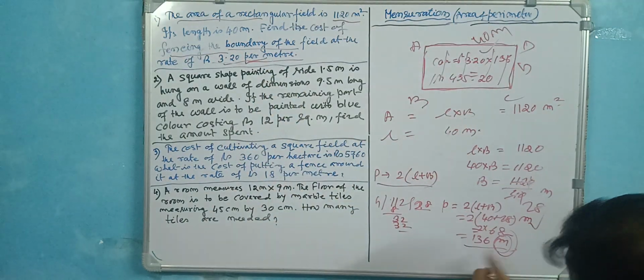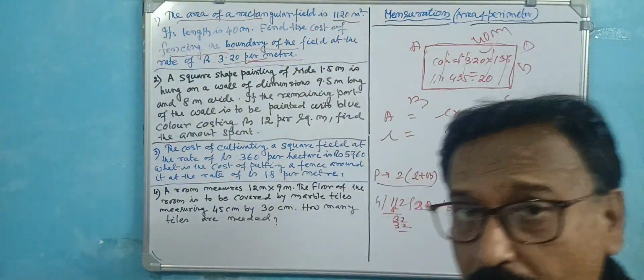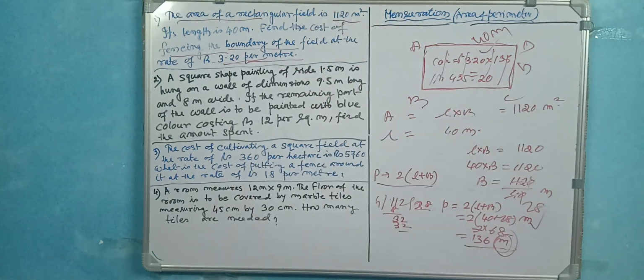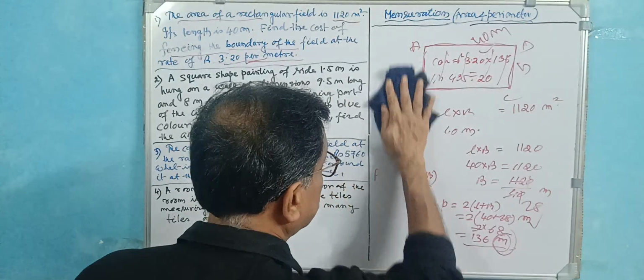Convert, this is meter, you convert to the centimeter. Okay, then you multiply this. Okay, so clear to you? That's the way you solve the sum. Very interesting, very easy, but the concept must be clear.